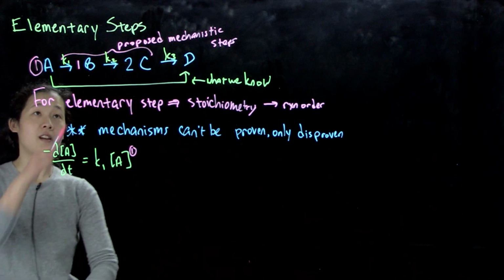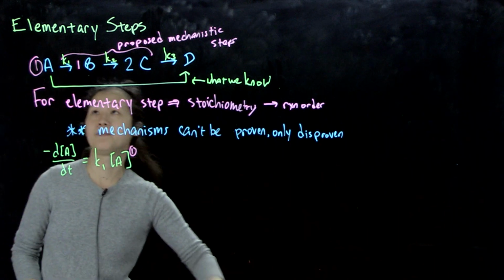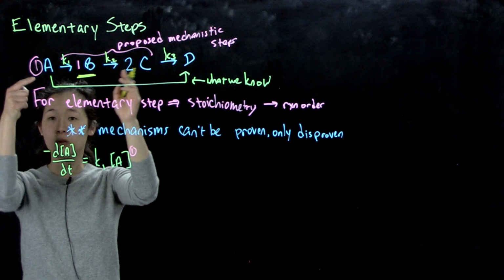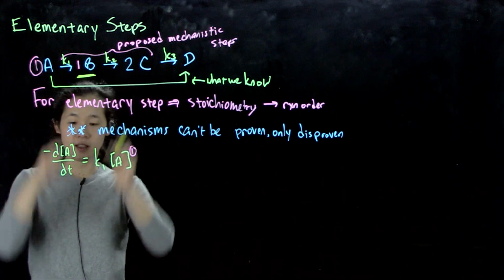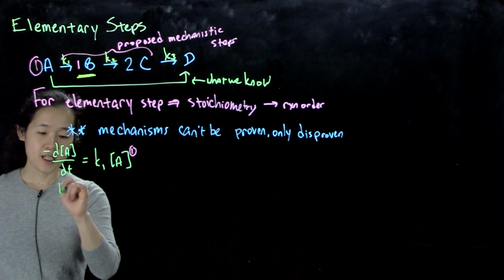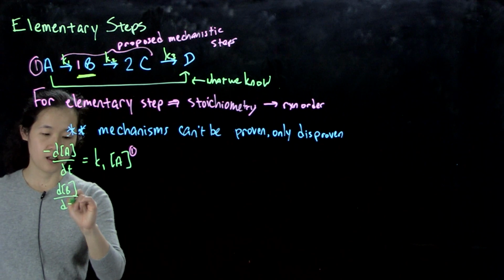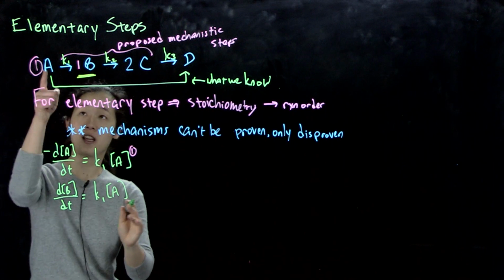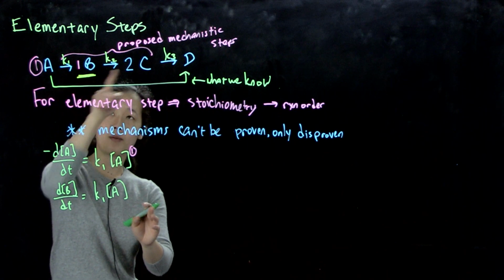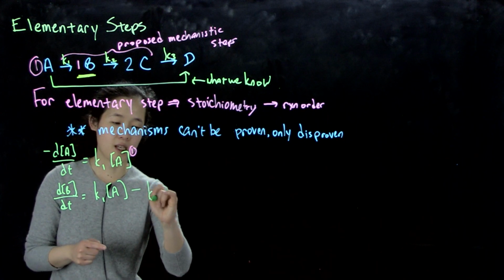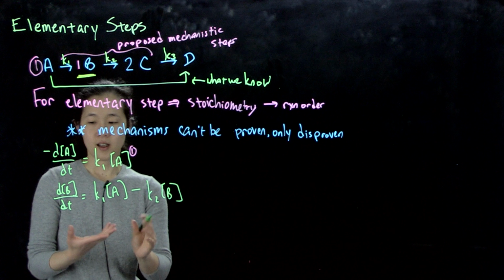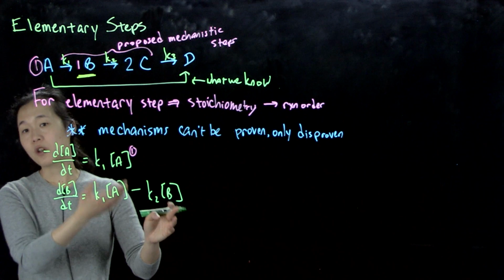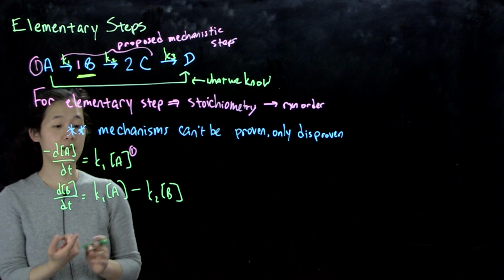For our second step, for the formation of B and the consumption of B, we have 2 elementary steps, one going to B, one going away from B. So dB/dt equals K1 A, because that's the formation of B, and then we're losing B in this consumption step, so minus K2 times B. Whether we can know these concentrations over time or not depends. We'll go over an example of that in the next video.